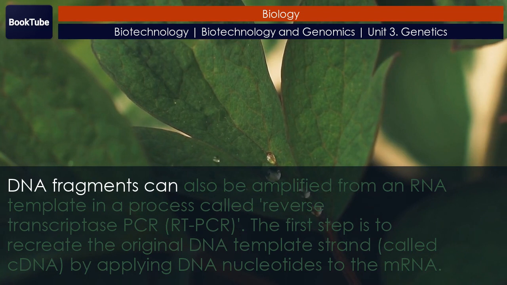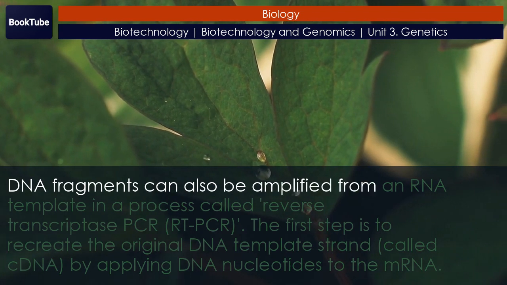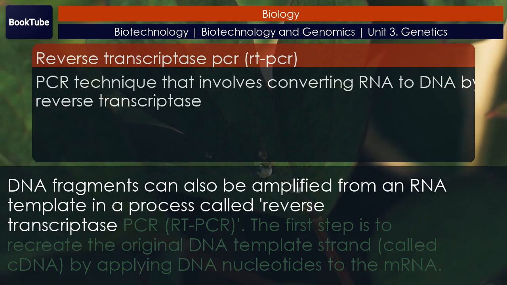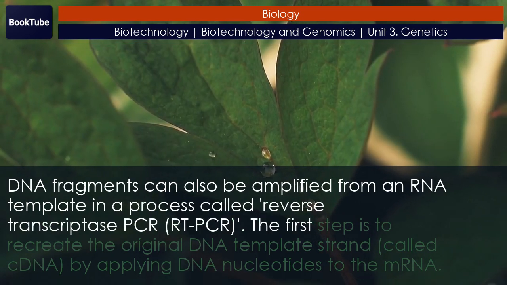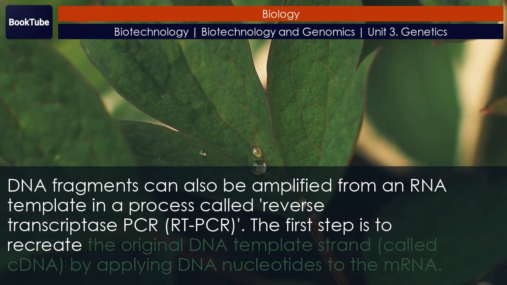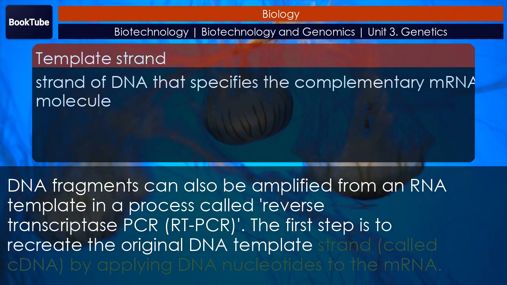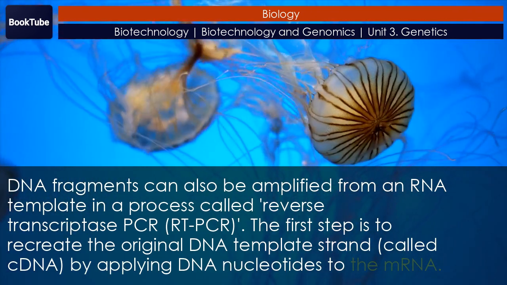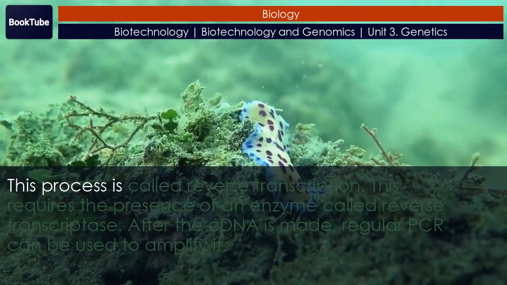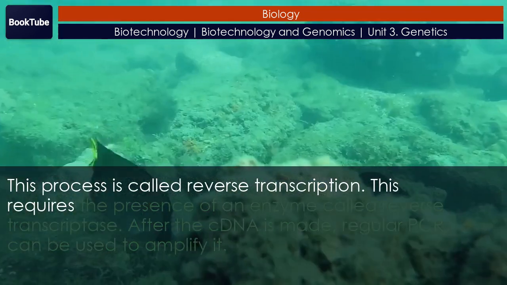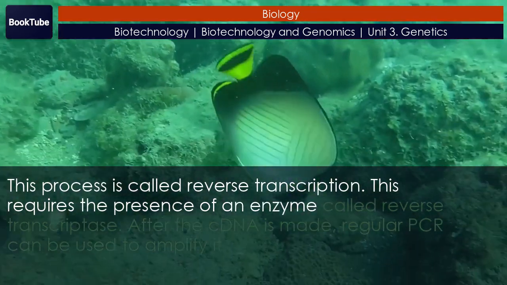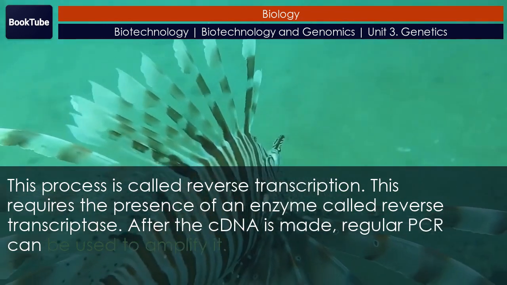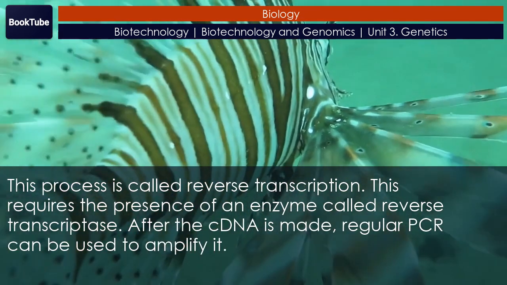DNA fragments can also be amplified from an RNA template in a process called reverse transcriptase PCR, or RT-PCR. The first step is to recreate the original DNA template strand, called cDNA, by applying DNA nucleotides to the mRNA. This process is called reverse transcription. This requires the presence of an enzyme called reverse transcriptase. After the cDNA is made, regular PCR can be used to amplify it.